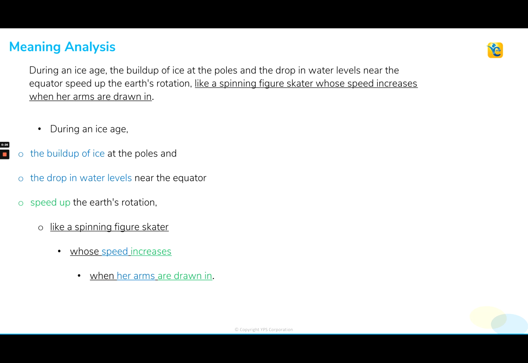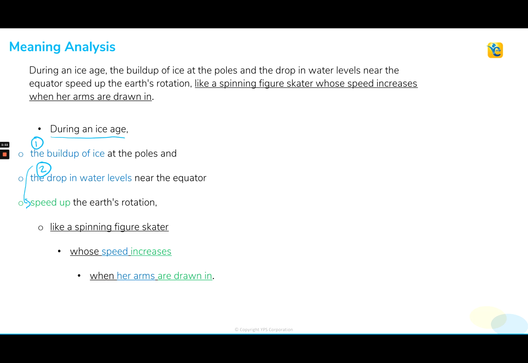As I begin reading, I see "during an ice age," so I know right away I have my time period set. I keep reading to find out what is happening during the ice age. The buildup of ice at the poles and the drop in water level near the equator speed up the Earth's rotation. So I have two things working together in a process: one is the buildup of ice, and two, the drop in water level. These two things together speed up the Earth's rotation. That is making logical sense here.